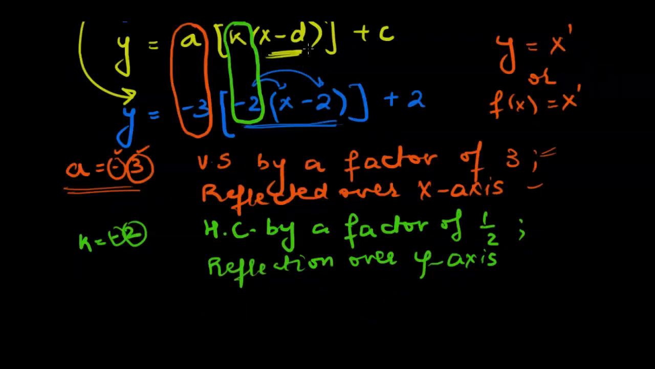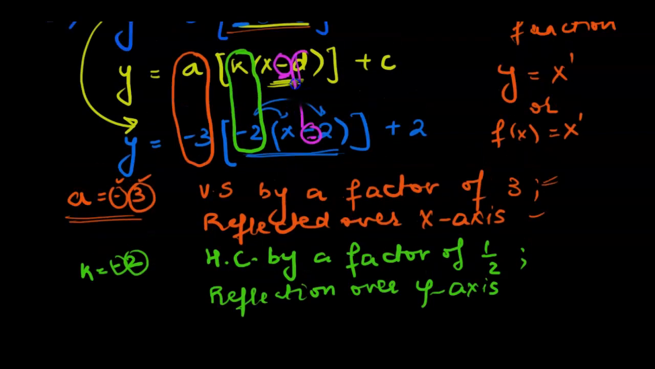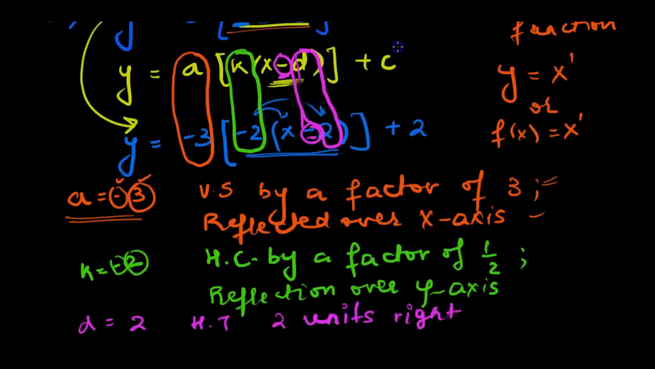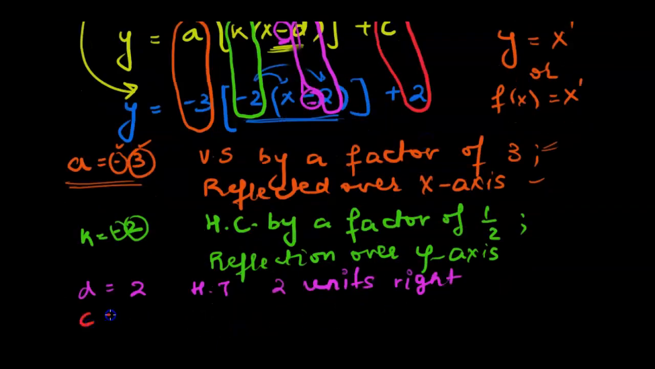Next we find out what the d value is, and we see that the sign here, negative, and the sign here, negative, are exactly the same. So we pick our d value, and the d value is equal to 2. No sign means it's positive, so it's a horizontal translation of 2 units right. Let's describe the c value now. C is equal to 2. No sign means positive, so it's a vertical translation of 2 units up.